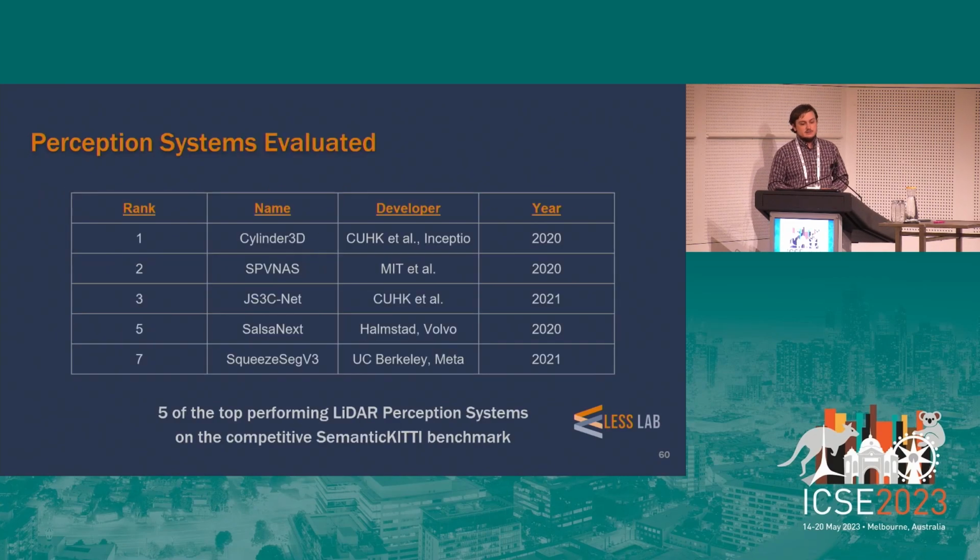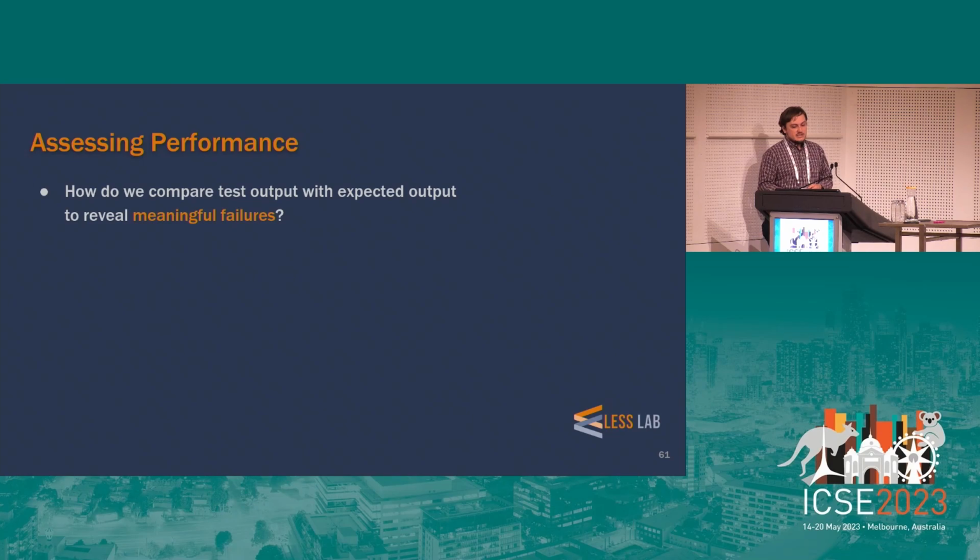in these state-of-the-art systems. We looked at 5 state-of-the-art systems posted on the SemanticKITTI benchmark. It's important to note these are from both academia and industrial partners, and so these are truly state-of-the-art systems trying to solve this task. In order to assess performance, we need to figure out how to find meaningful failures.